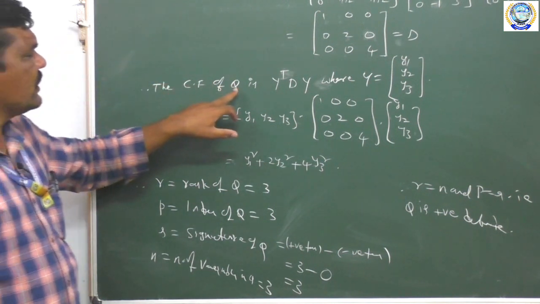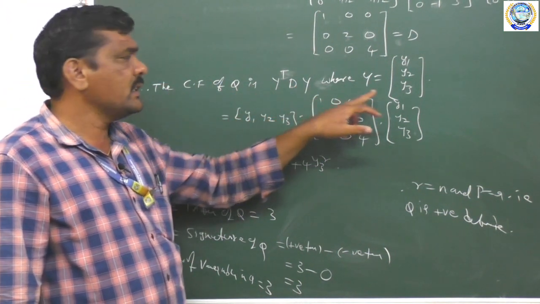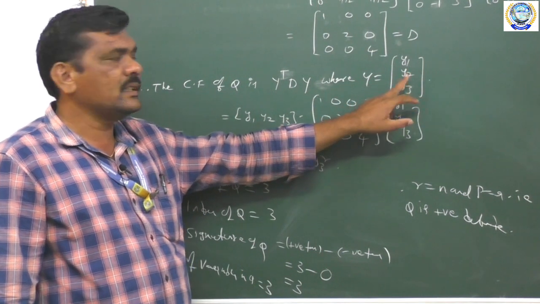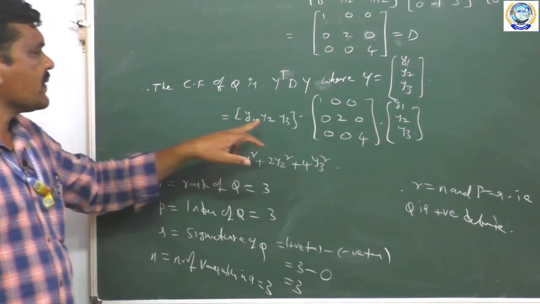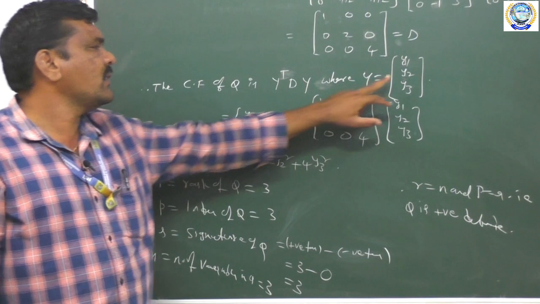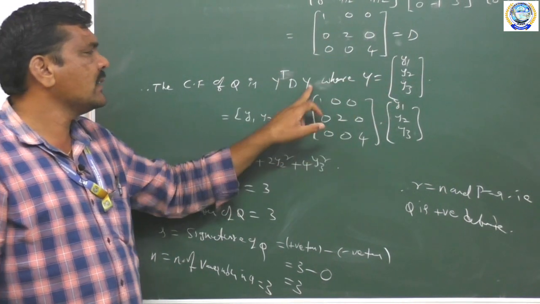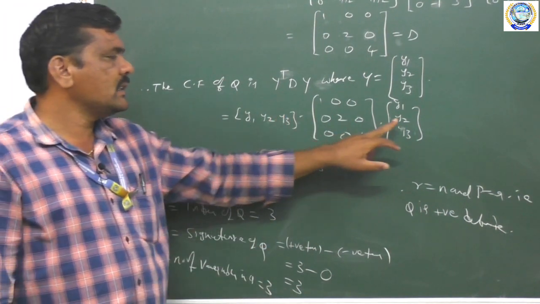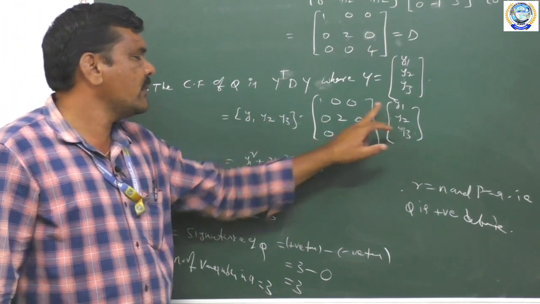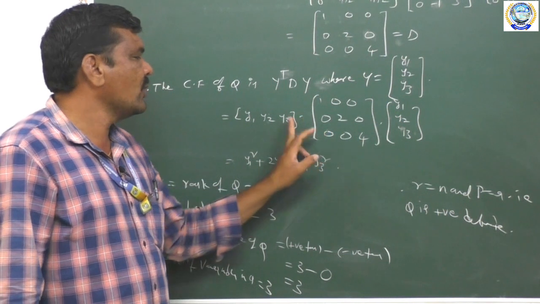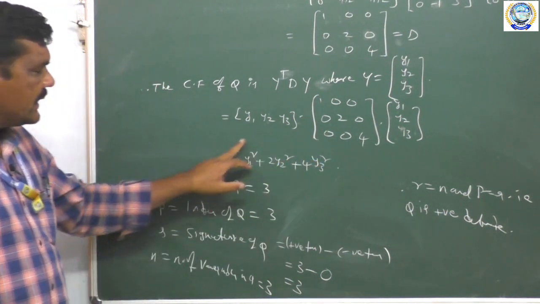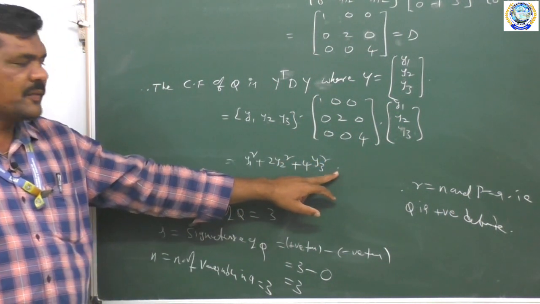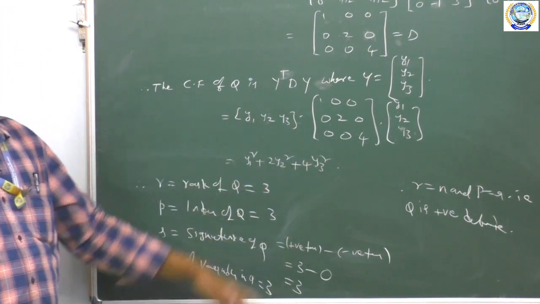The canonical form of Q is Y transpose DY, where Y is the column matrix y1, y2, y3. This is the variable matrix. So Y transpose is the row matrix y1, y2, y3. D is the diagonal matrix, and Y is this variable matrix. So multiplying these three matrices, we get 1y1 square plus 2y2 square plus 4y3 square. So it is the required canonical form or sum of squares form of the given quadratic form.